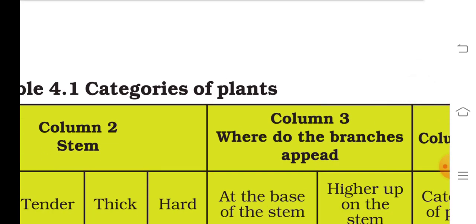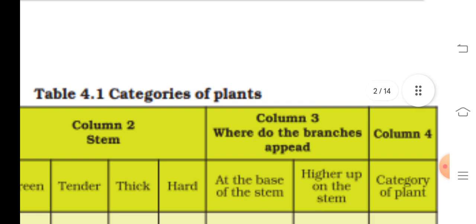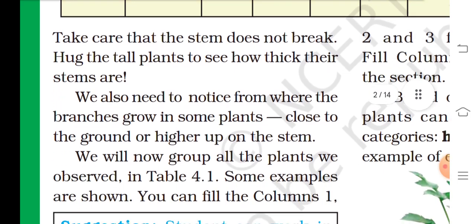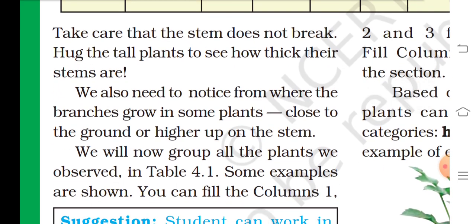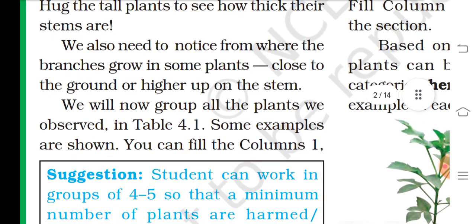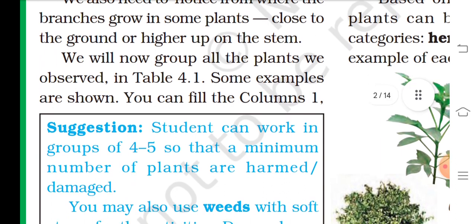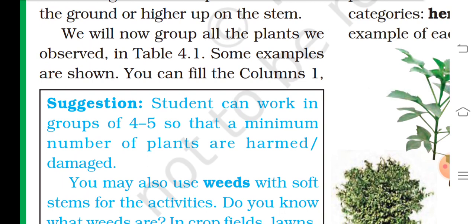Categorize the plants. Take care that the stem does not break. Use the tall plants to see how thick their stems are. We also need to notice from where the branches grow in some plants, close to the ground or higher up on the stem. We will now group all the plants we observe in table 4.1.